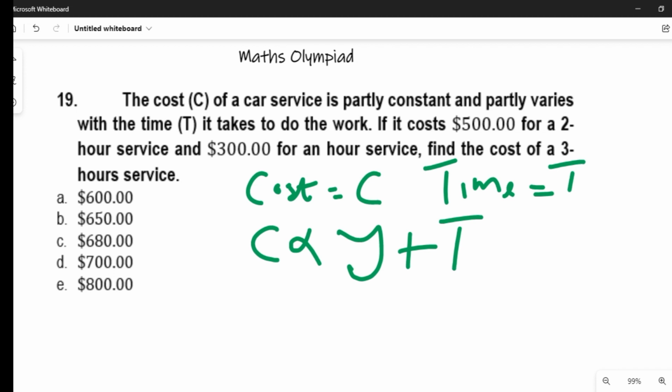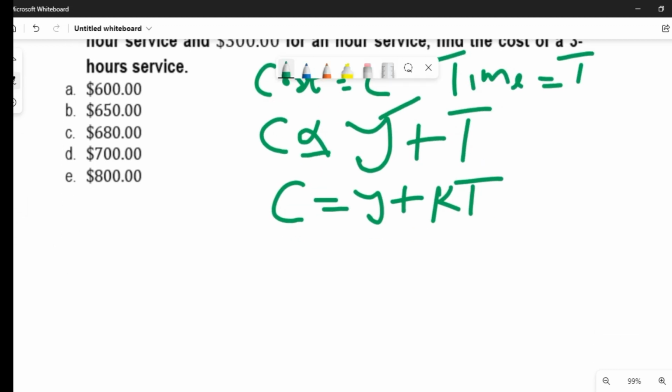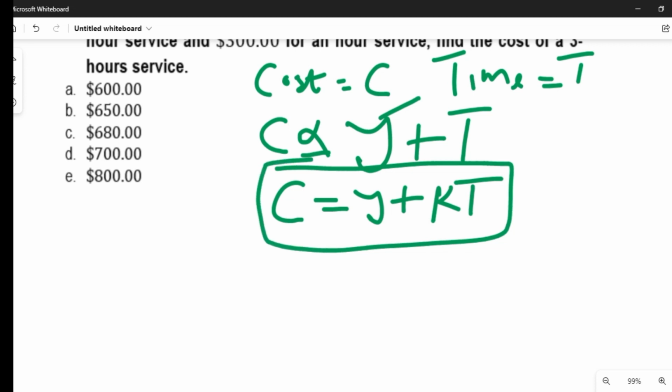If we want to solve this variation, this is the partial constant. We need to find the constant of proportionality, y remains the partial constant. We can also use any other letter that best suits us. Now this constant of proportionality, if we change it to y plus k, which replaces the constant of proportionality, this stands as the equation for that partial variation.